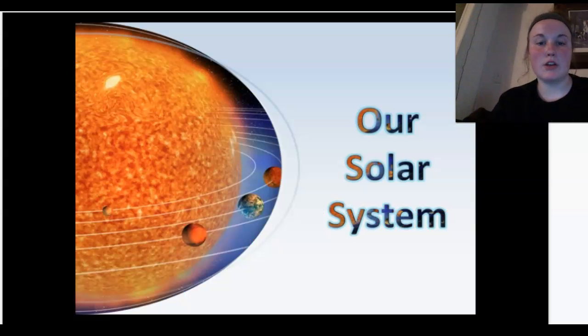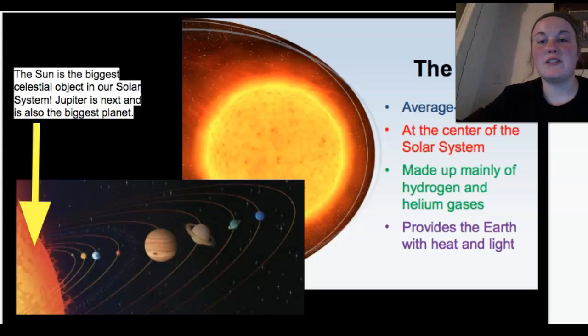So, we're going to talk about our solar system today. The first thing in our solar system is the sun. It is an average-sized star in comparison with the rest of the stars in our galaxy and in the universe. It is at the center of our solar system. It is made up mainly of hydrogen and helium gases, and it provides the Earth with heat and light. The sun is the biggest celestial object in our solar system. Jupiter is next and is also the biggest planet. So you can see here, the yellow arrow is pointing to the sun, and then right here is Jupiter.